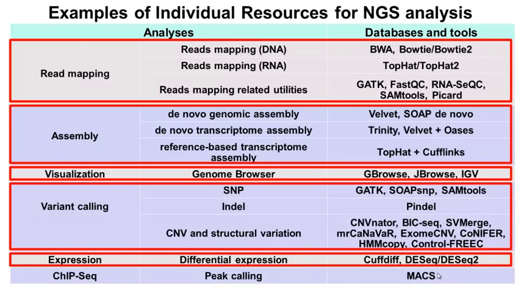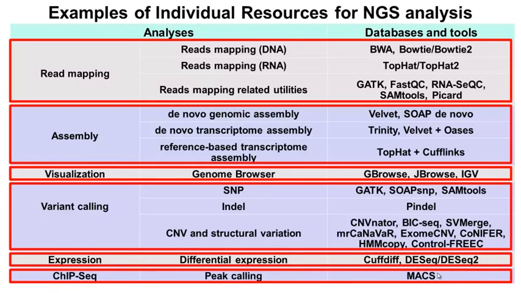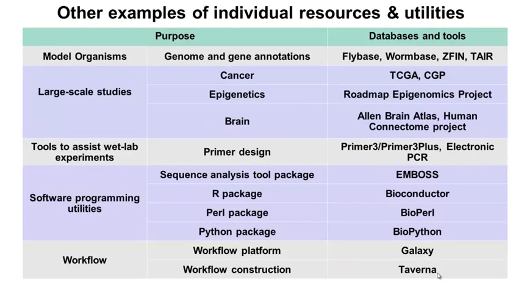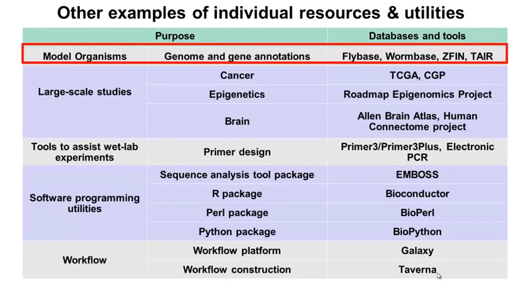To find differentially expressed genes from RNA-seq data, you can use Cuffdiff or DESeq. To call peaks in ChIP-seq data, MACS is a good choice. There are a large variety of other useful individual resources as well. For instance, there are dedicated databases for almost each of the model organisms.